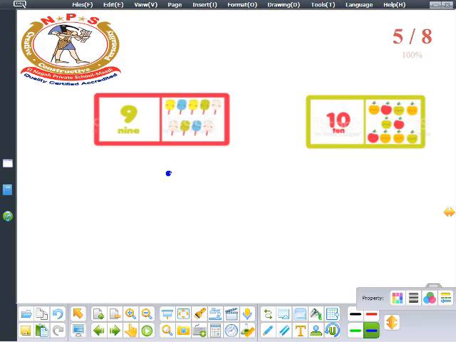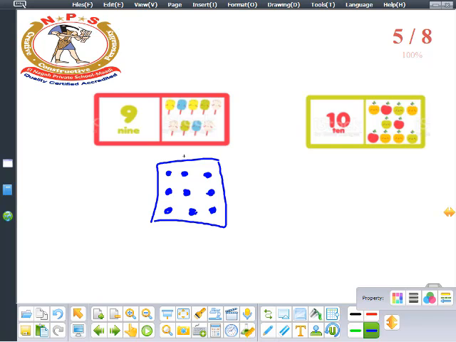1, 2, 3, 4, 5, 6, 7, 8, and 9. So how many? All of them. How many dots do we have here?